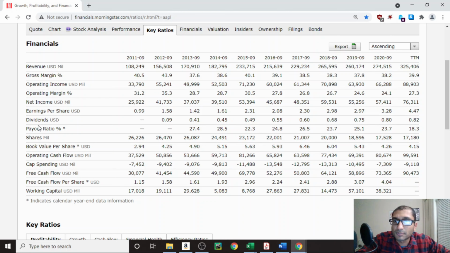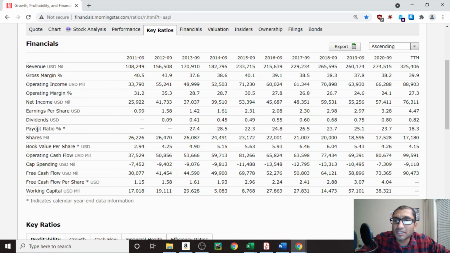Next, looking at the dividends per share. Back in 2012, Apple paid out about 9 cents per share as dividend, and for the year 2020, it paid out about 80 cents per share as dividend. When we look at the past 10-year trend, we can see that Apple has been hiking its dividend every year for the past 10 years.